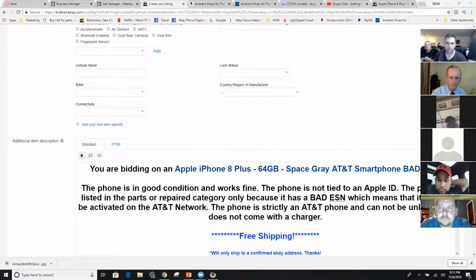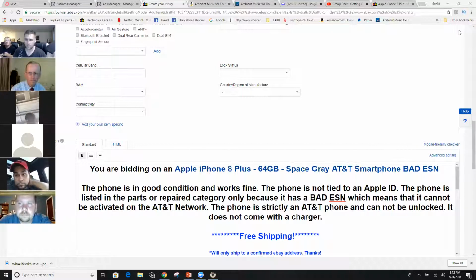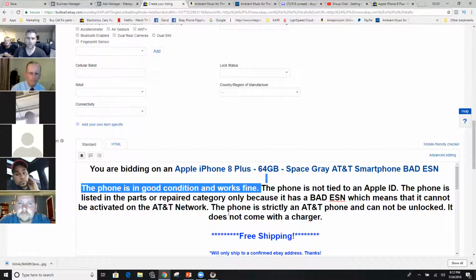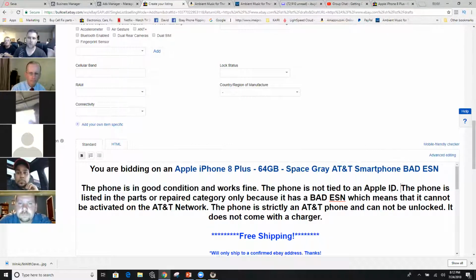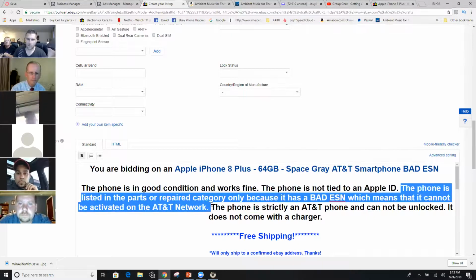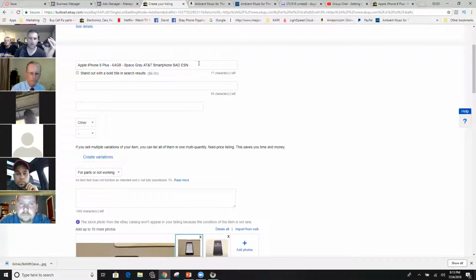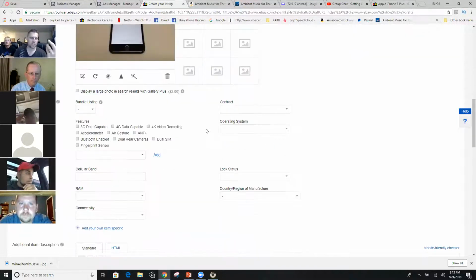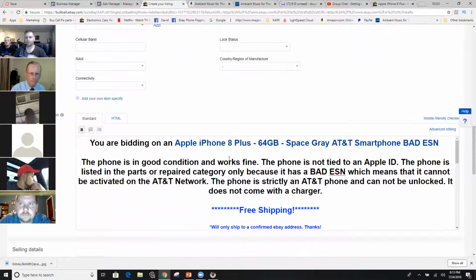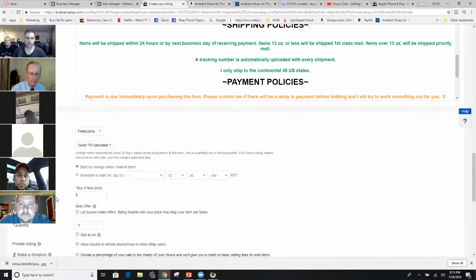It's not tied to an Apple ID, so it means it's not iCloud locked. That's what this line right here means. And you got to make sure on bad ESN phones you put this in the listing. Phone is listed in parts repair category only because it has a bad ESN, which means it cannot be activated on the AT&T network. Now notice you don't see the word financed anywhere here. Do not ever use the word finance, because that will get your eBay account banned. Okay, just says bad ESN, and that's it. Very simple, nice, clean, and easy. That's all you need to do.